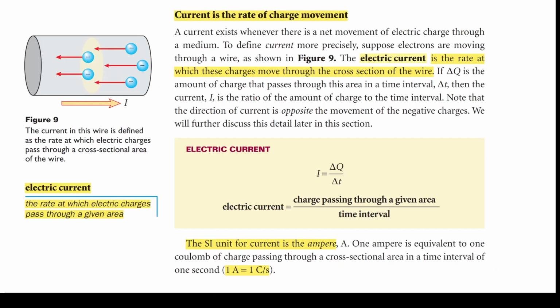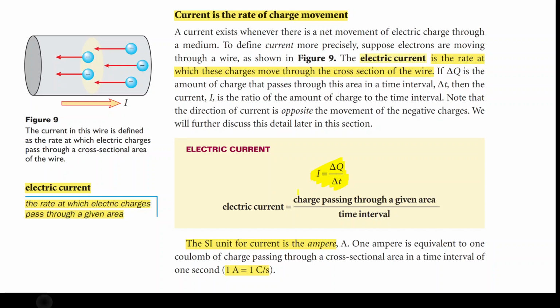Okay, let's define current a little bit better. This is the definition on the left side that you see. Electric current is the rate at which electric charges pass through a given area in a given time. All right, so this is the idea of a current. You can see the equation on the right side in the middle of the page. The symbol for current is I. I equals delta Q over delta T.